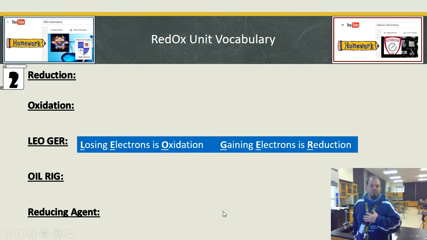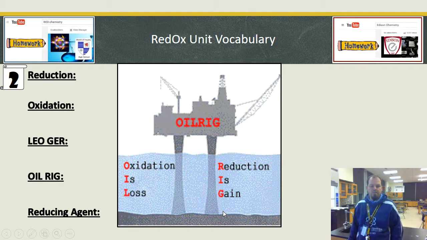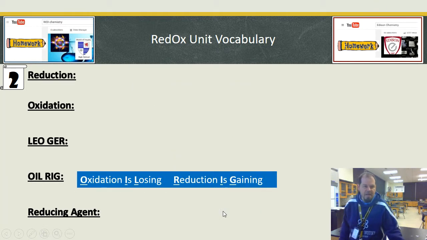I always kind of figured that was the first learning that we did, that this whole unit is going to be about movement of electrons. So that's kind of defeating the purpose. I'm an OIL RIG guy. I say oxidation is losing, reduction is gaining. What are we losing and gaining again? Electrons. If you need to have electrons in your words for your mnemonic, use LEO says GER.